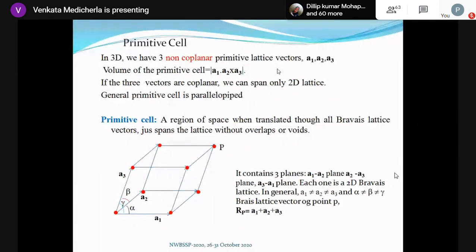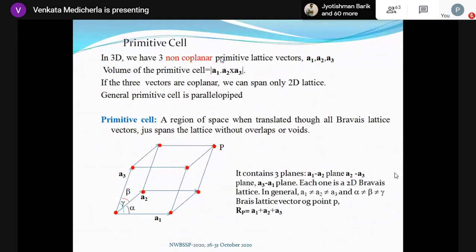So suppose you imagine that i dot j cross k, that is 1. But if you take minus i dot minus j cross minus k, that will become minus 1. That's why, to take care of that negative sign, I have put a modulus again. You must take the magnitude. A1 dot A2 cross A3, magnitude will give you the volume of the primitive cell.